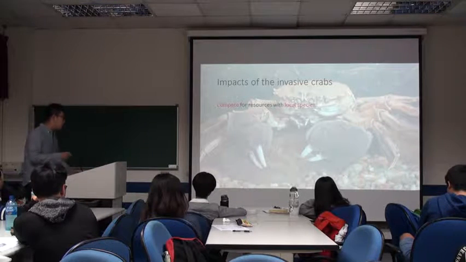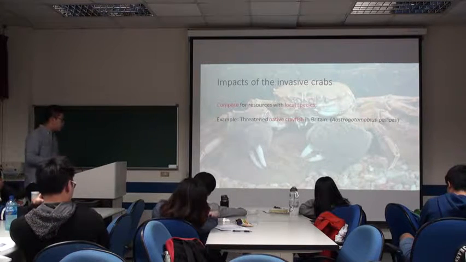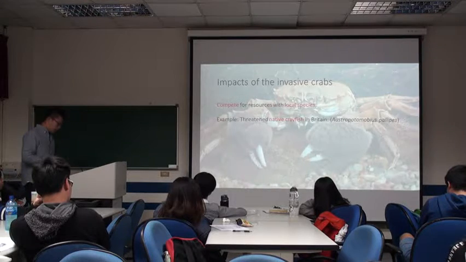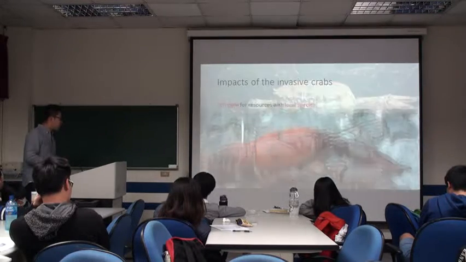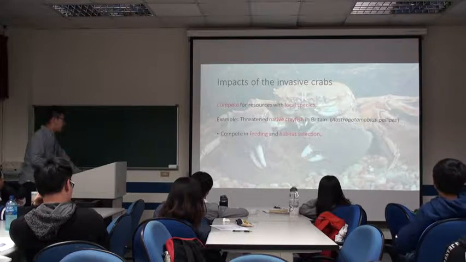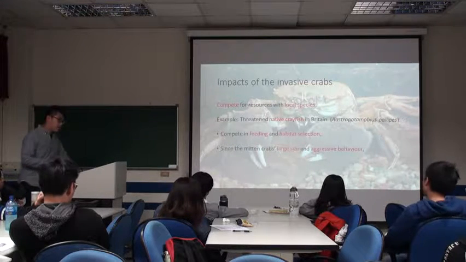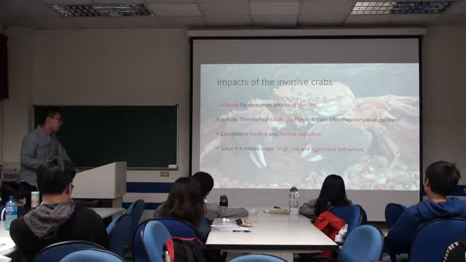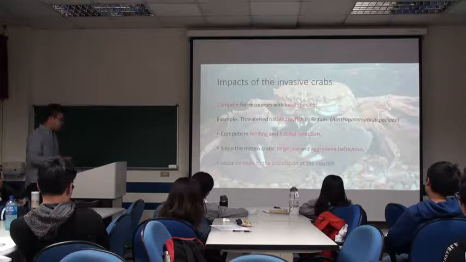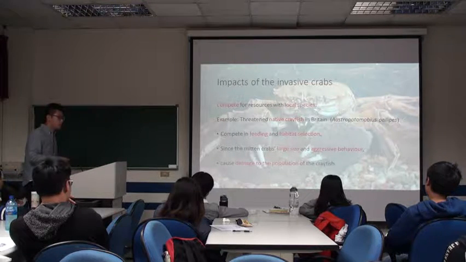Second, they will compete for resources with local species. Here comes an example. They will threaten the native crayfish in Britain, and this is the crayfish. They will compete for food and habitat selection. But the mitten crabs have a larger size than the crayfish and aggressive behavior, which means they like to fight. So it caused big damage to the population of the crayfish in their original habitat.